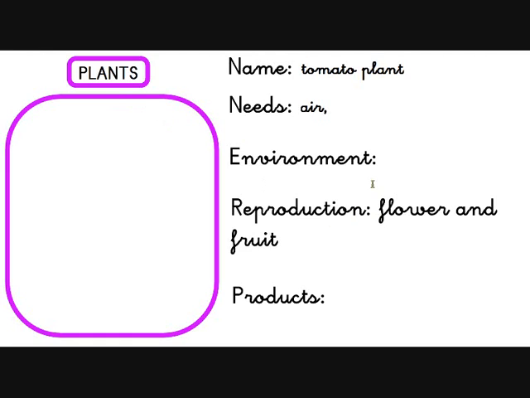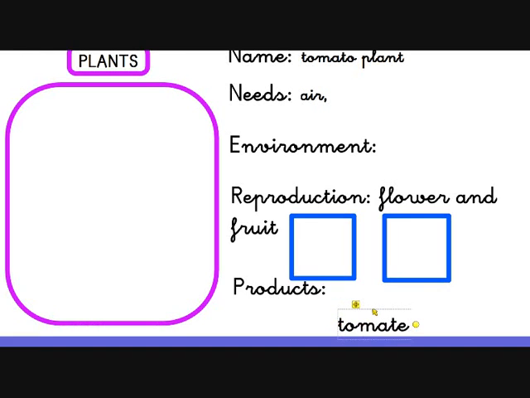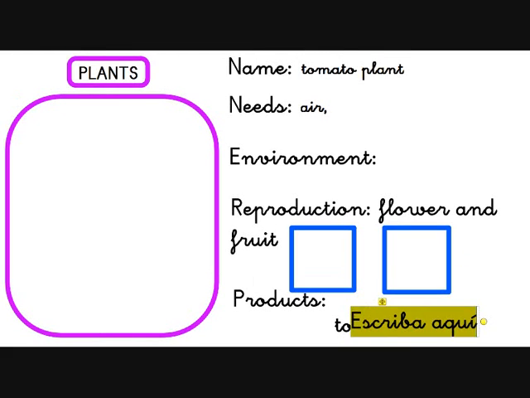Reproduction, flower and fruit, because it is a plant. It has a flower and a fruit. So here we could put an image of a flower and another image of the fruit. Okay, products. What do we get from this plant? Well, we get tomatoes. Tomatoes, okay, and other things.